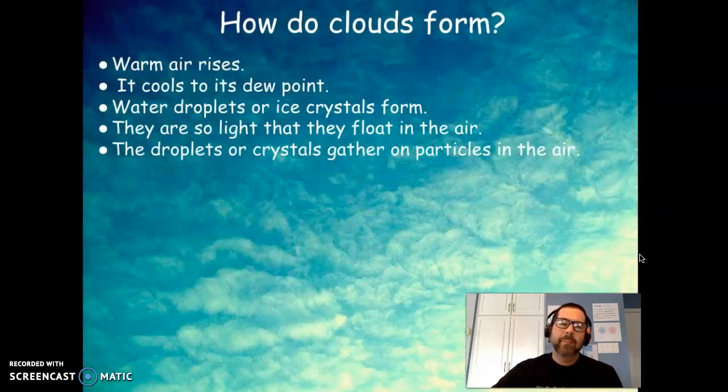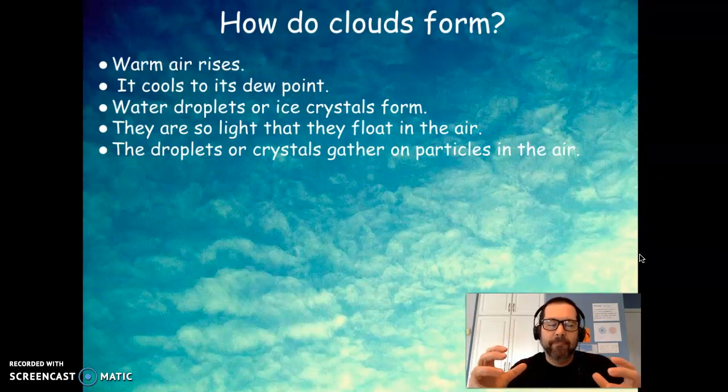So what happens is cold air, as it moves along the surface, sort of acts like a plow. And as it moves along, it will shove all of the warm air up very quickly, okay? This would be associated with a cold front that's moving through the area. The warm air rises, it quickly cools to its dew point, which makes these water droplets or ice crystals form. They're so light that they float in the air, and they will gather and collect into clouds.